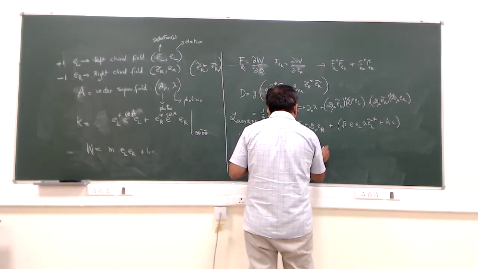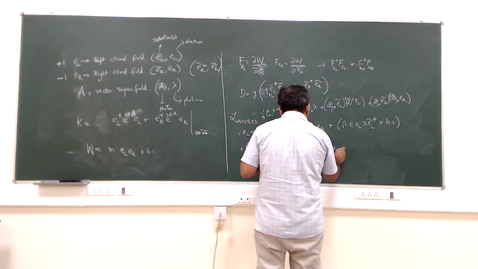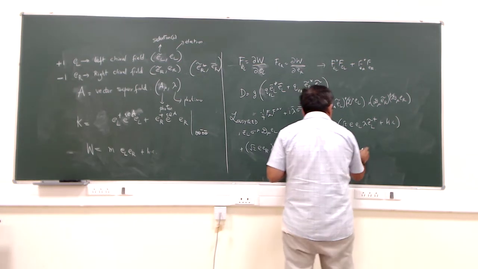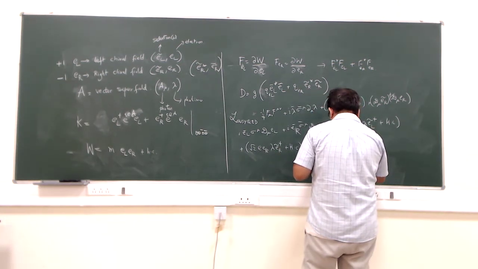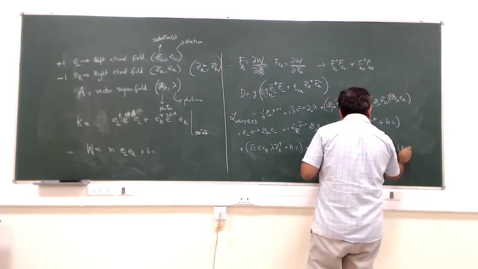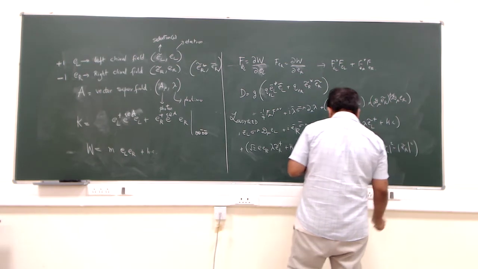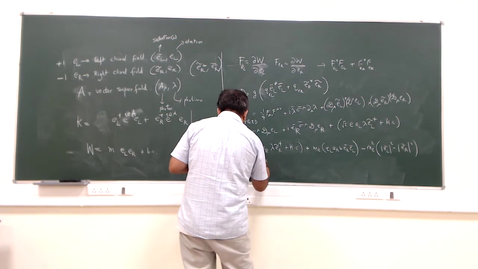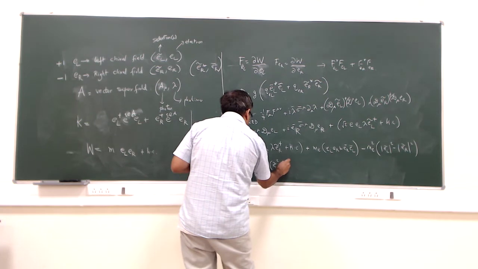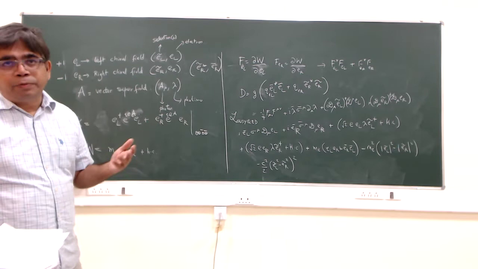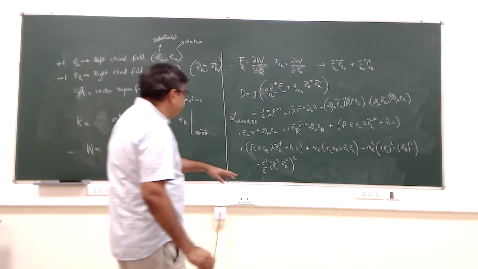Plus m_e e_L e_R minus e_R e_L, not minus, plus minus m_e squared e_L tilde squared minus e_R tilde squared. Minus e squared to e_L tilde squared minus e_R tilde squared. So in the Lagrangian you have F squared and D squared. Okay, F squared plus D squared, this is the D squared term.